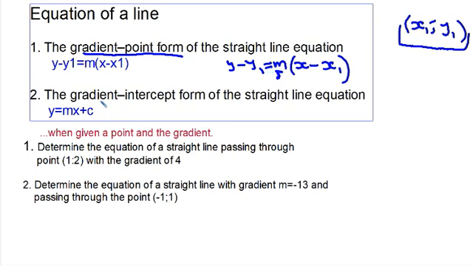The other way of doing it is gradient intercept form. You make use of this when you have the y-intercept. y is equal to mx plus c, where your c there is your y-intercept, your m is the gradient.